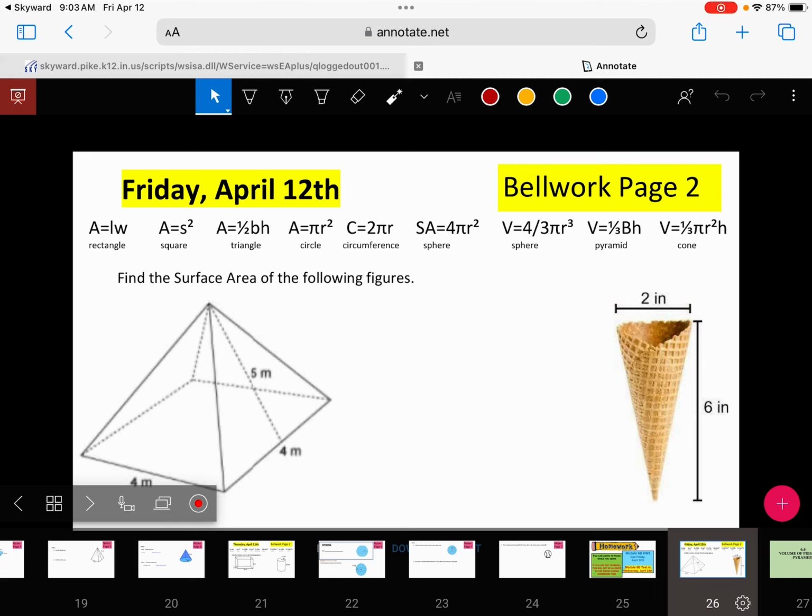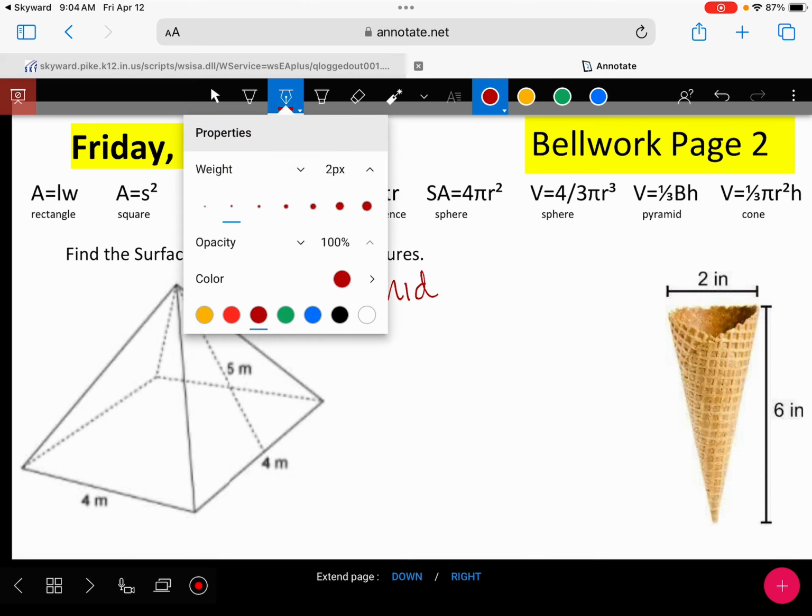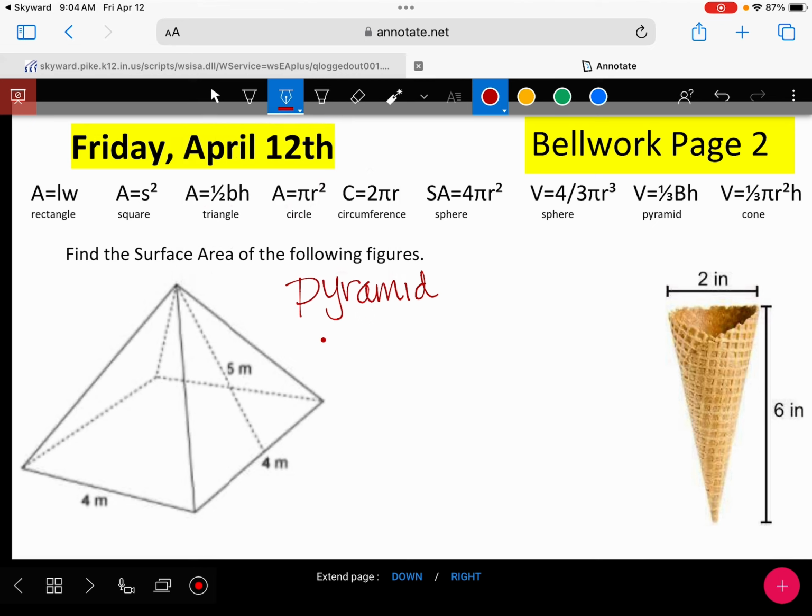Pyramid is on page 4 in your pink packet. Go to page 4 in your pink packet. So for a pyramid, to find the surface area of a pyramid, the formula would be surface area equals 1/2 perimeter times L plus 2 times B.